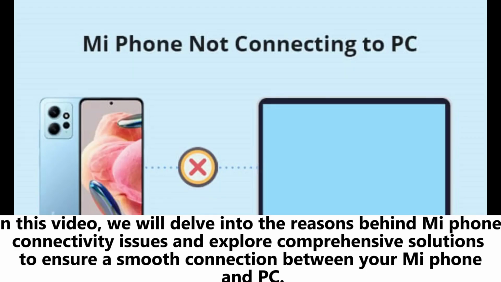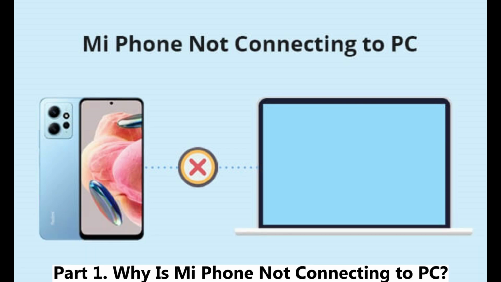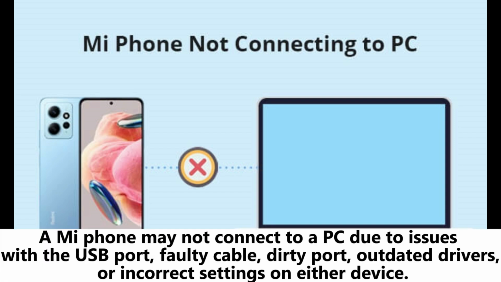In this video, we will delve into the reasons behind Mi phone connectivity issues and explore comprehensive solutions to ensure a smooth connection between your Mi phone and PC. Part 1. Why is Mi phone not connecting to PC? A Mi phone may not connect to a PC due to issues with the USB port, faulty cable, dirty port, outdated drivers, or incorrect settings on either device.